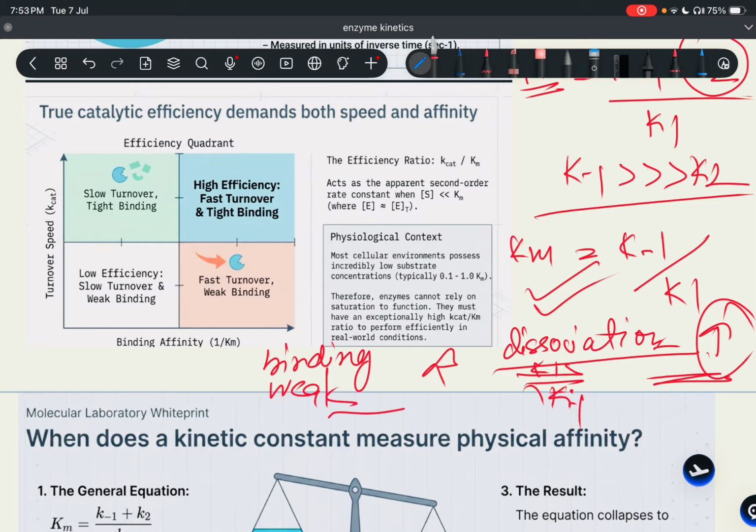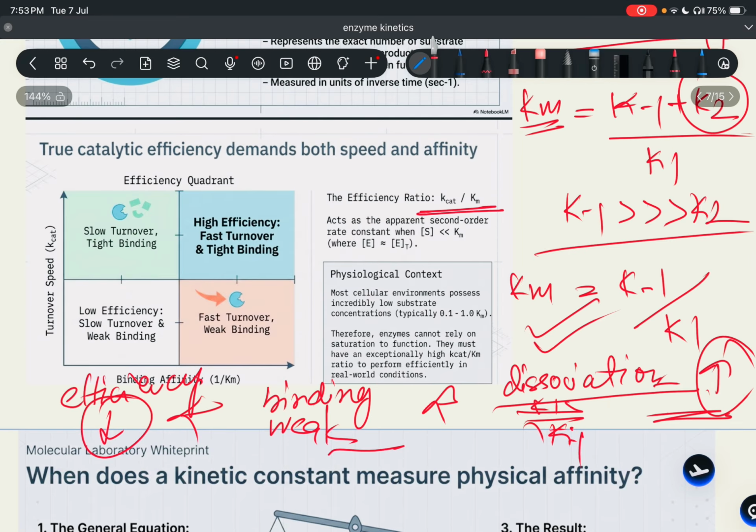And if your binding is weak, therefore your efficiency will be low. So that is Kcat by Km, the efficiency ratio. And you can see that it is inversely proportional to Km: low Km means high efficiency, fast turnover, tight binding. But if Km is high, then there is slow turnover as well as weak binding.